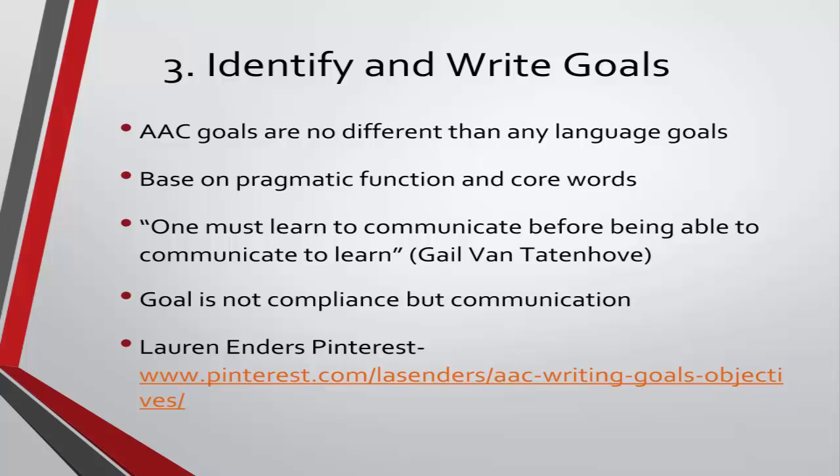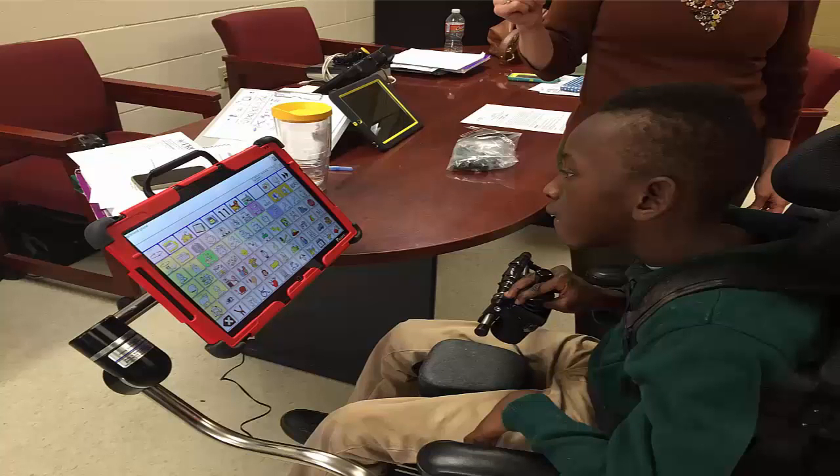So we have to provide them and write these goals so they can learn how to communicate and build sentences before we can get to what they know. Like Javari, now he writes papers with his device. That's how he writes.